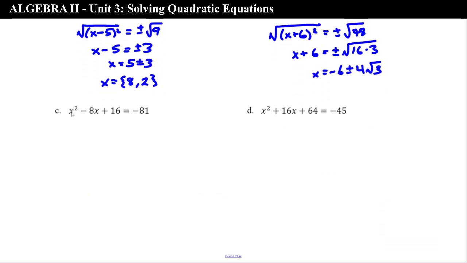X squared is a perfect square. 16 is a perfect square. 4x times 2 is 8x. So this is indeed a perfect square trinomial. You always want to check that first to make sure.